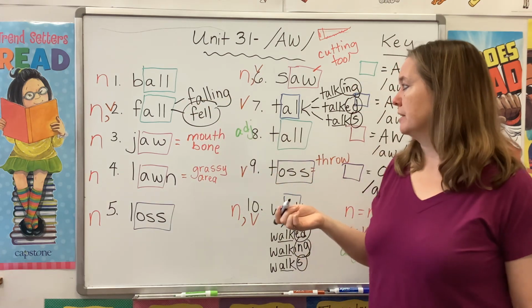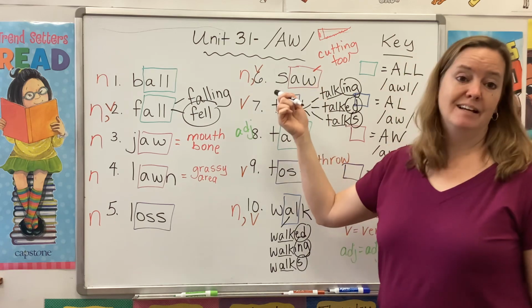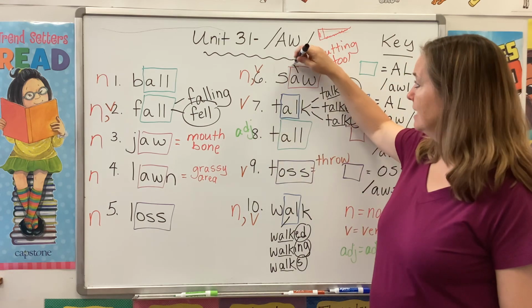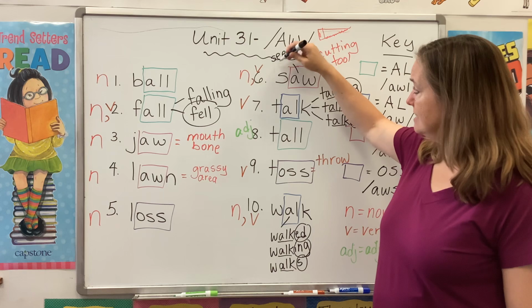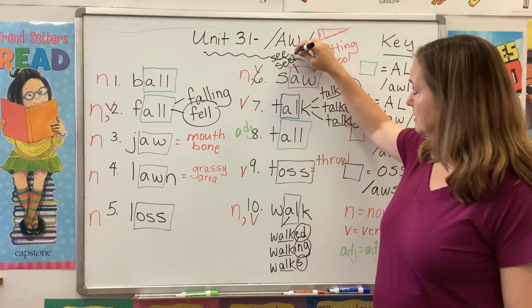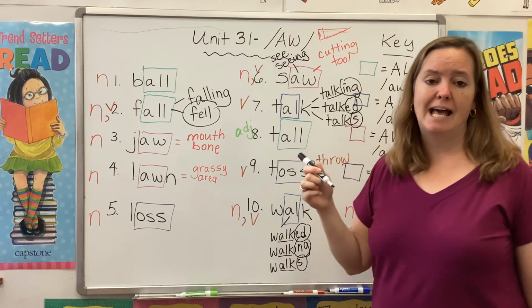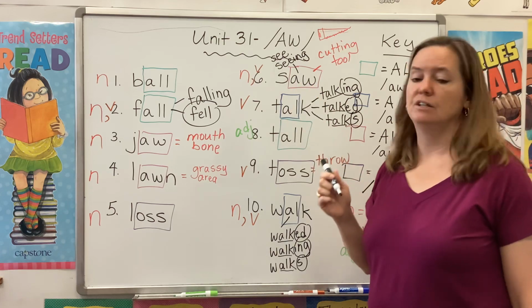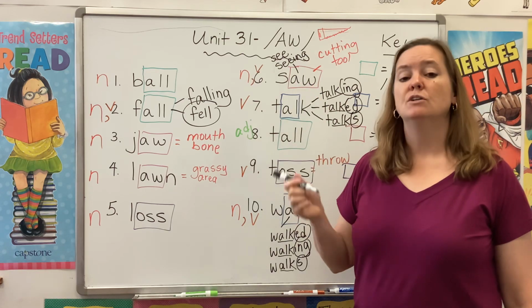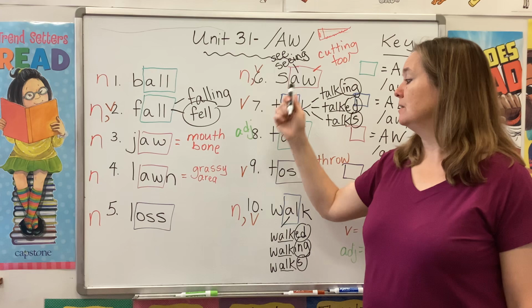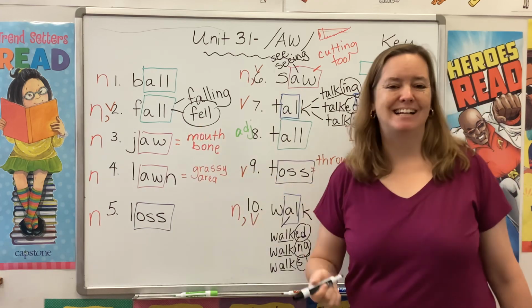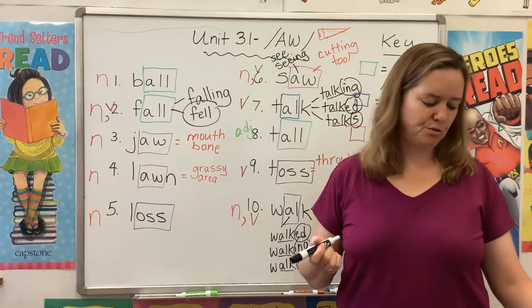It's a rule breaker. Saw is the past tense of see. I see my friend. We are seeing each other later today. I saw her last week. Okay? So watch out for those irregular past tense verbs and you'll do great.